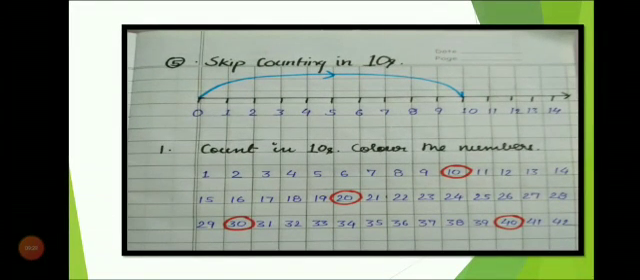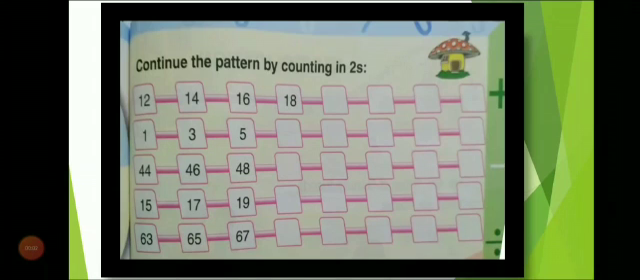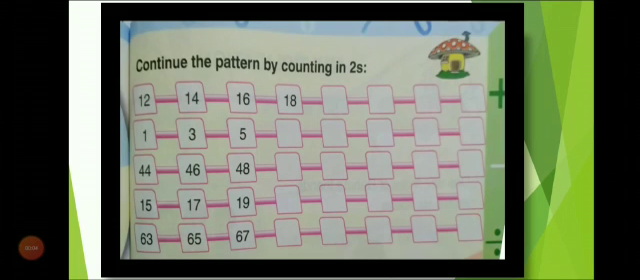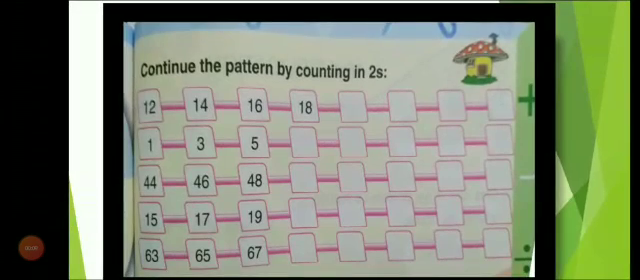I hope you all have enjoyed this video. So, let's do some exercises. Here, continue the pattern by counting in 2s. Students, in 2s counting, we have to reach every second number. Now, let's start 12, 14, 16, 18, 20, 22, 24, 26. One I have done for you, and the rest of all you have to do. Okay?